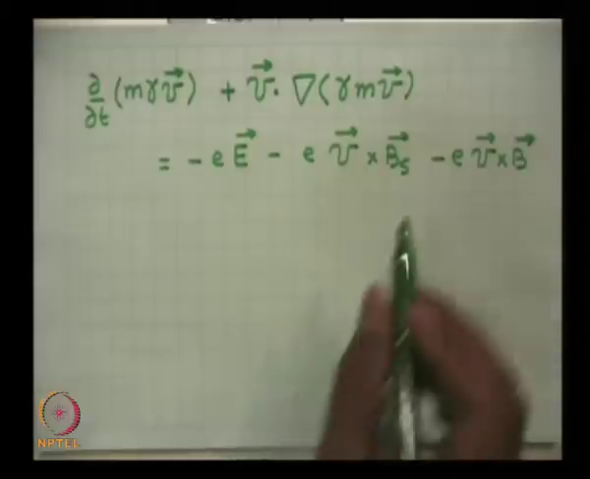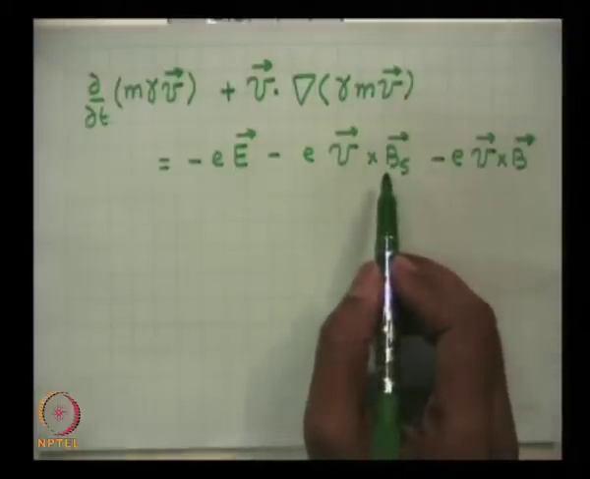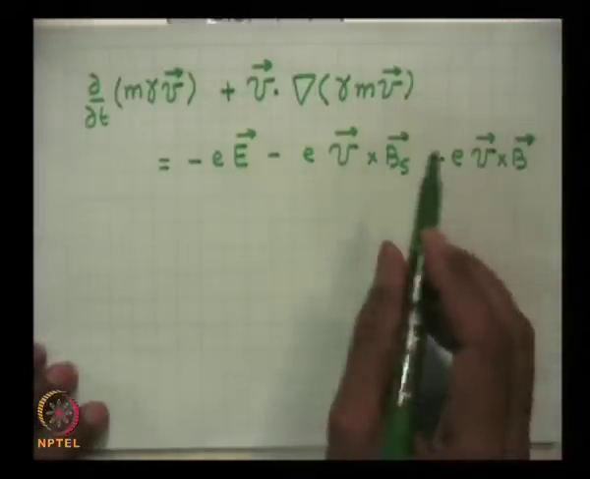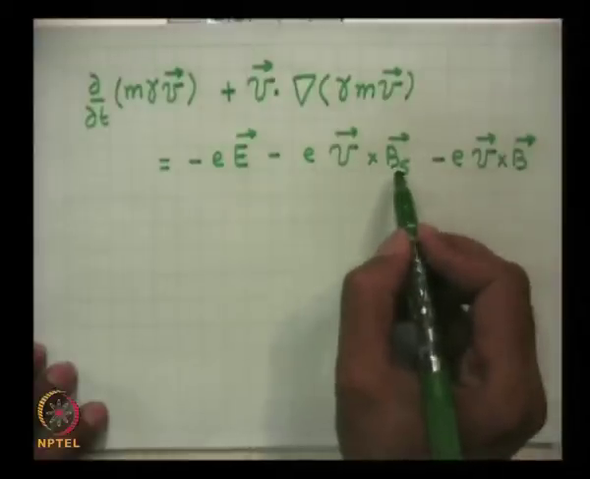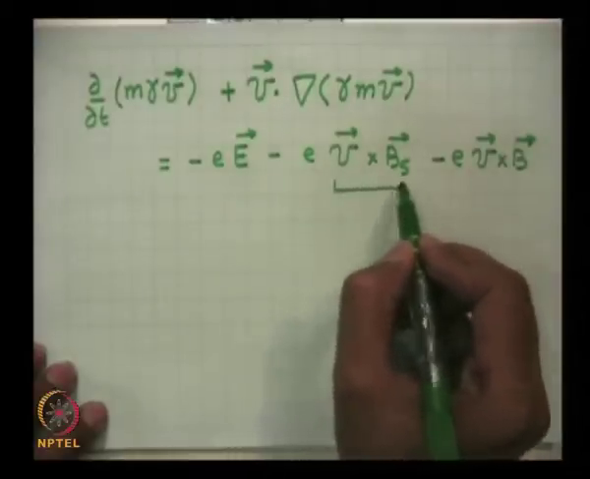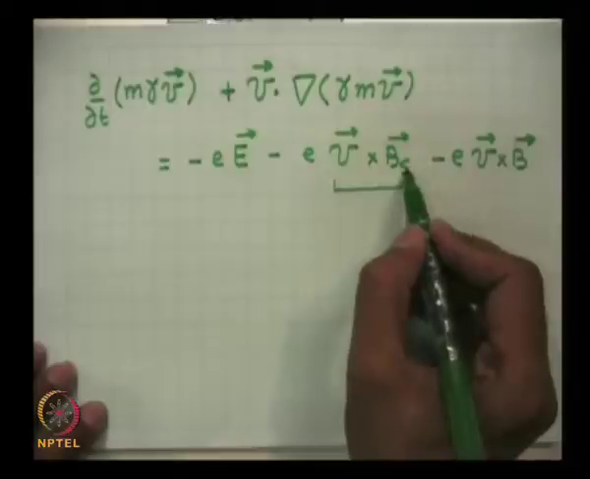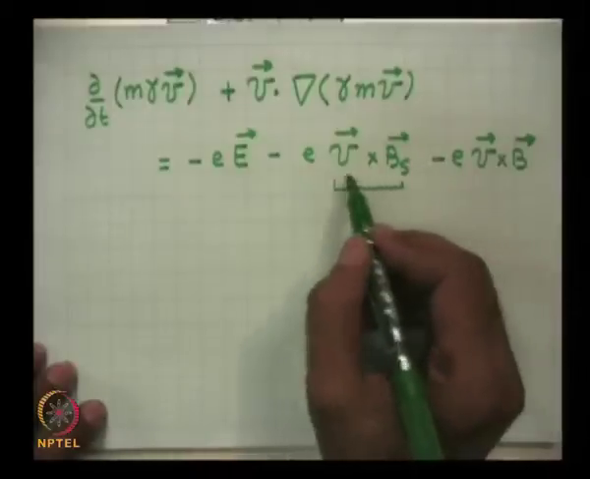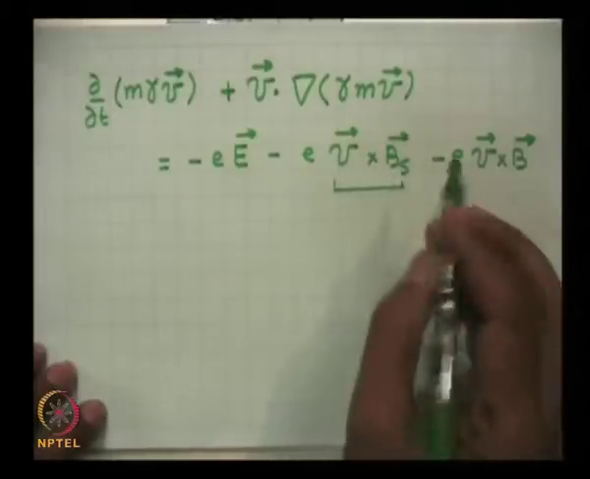First of all, examine this term. I am writing only z component. Z component of this term is 0 because v_s is in the z direction. So, this force will be perpendicular to z axis. So, z component is 0.